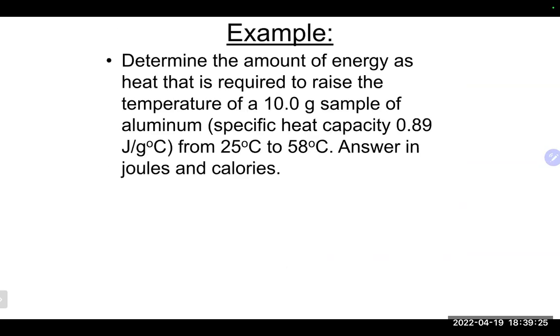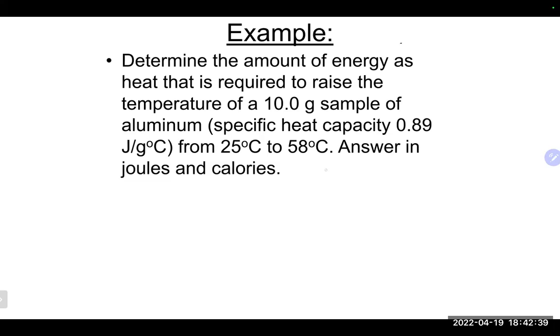All right. So let's take a look at an example. Why don't you take a second or two and see what you come up with. Determine the amount of energy as heat that is required to raise the temperature of a 10 gram sample of aluminum, specific heat capacity 0.89, from 25 to 58. Answer in joules and calories.